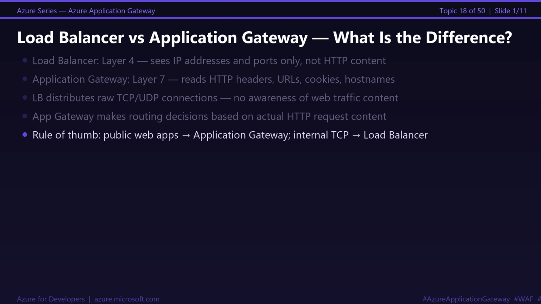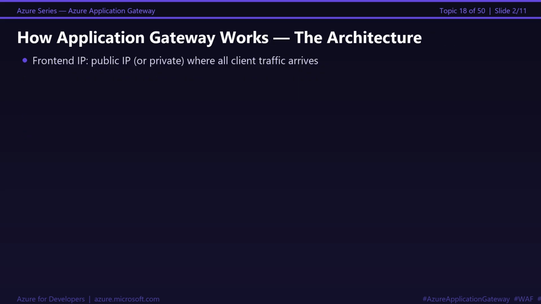Stage 2, listeners. A listener sits on a port and waits for connections. You define whether it accepts HTTP on port 80, HTTPS on port 443, or both. One gateway can have multiple listeners for multiple sites.